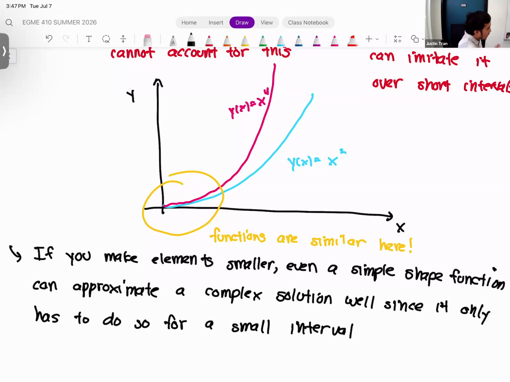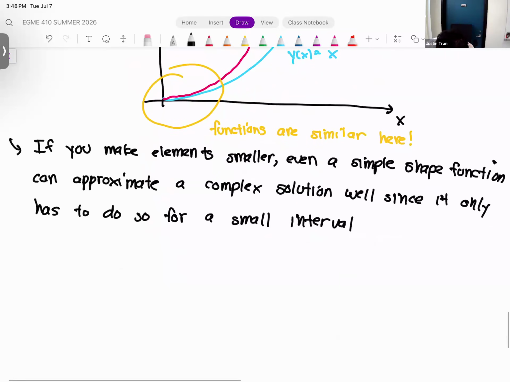So the smaller your elements, the less approximating you have to do, and so your solution just ends up being more accurate. Which circles back. It's all kind of circular reasoning here. We keep coming back to the same point, right? It goes back to the notion that if you make your elements smaller, your mesh smaller, and the number of elements increases in your mesh, then you can expect a more accurate solution, which is kind of what we have been talking about for the first activity.